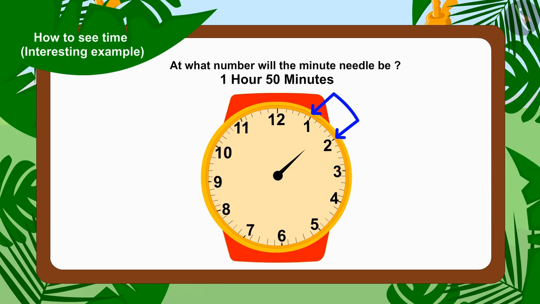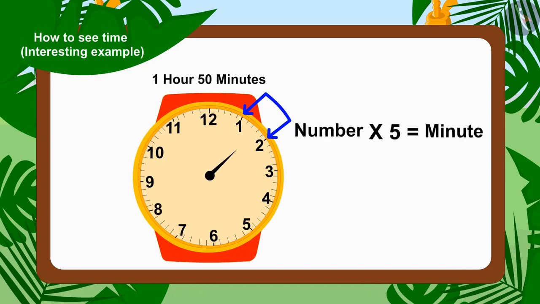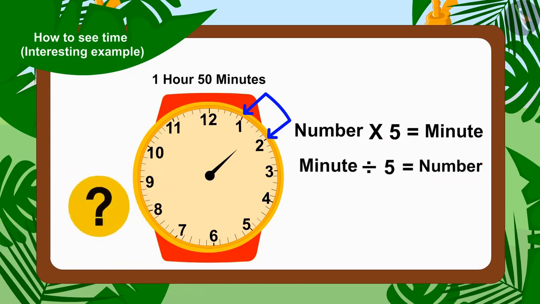And at what number will the minute needle be to show 50 minutes? This is very easy. As we multiply the number on the clock by 5 to find the time in minutes, to find out what number the needle points to, we have to reverse it. That is, minutes divided by 5.